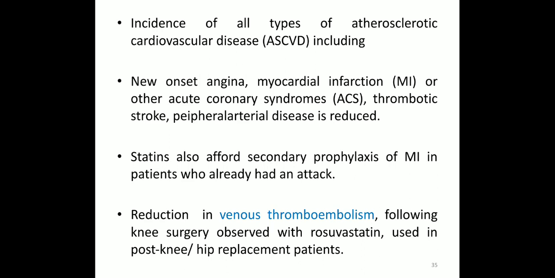Incidence of all types of atherosclerotic cardiovascular disease, including new onset angina, myocardial infarction or other acute coronary syndrome, thrombotic stroke, and peripheral arterial vascular diseases, are reduced. As we have seen in previous slides, pleiotropic effects are also working in the background. Statins also afford secondary prophylaxis of MI in patients who already had an attack. So for secondary prophylaxis, each and every patient of MI is generally prescribed statin therapy.